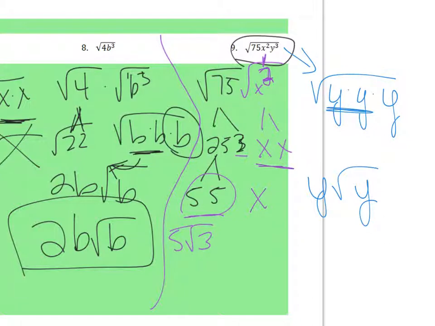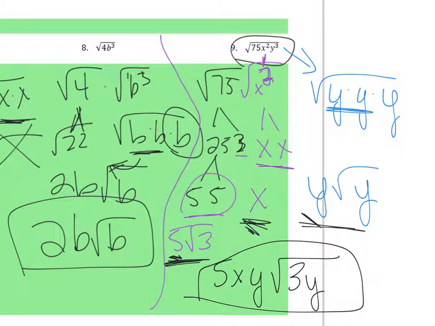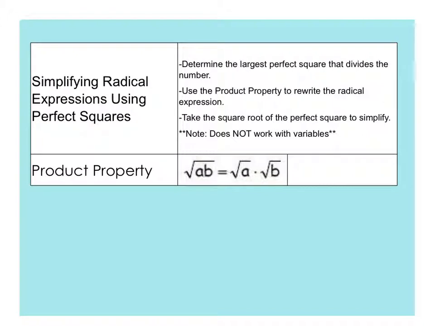So now to finish this up, I put everything back together again. So I've got 5 square root of 3, x, y square root of y. All I do, it's very simple, keep what's on the outside together, so the 5, the x, and the y, times what's on the inside together. There's my simplified answer.